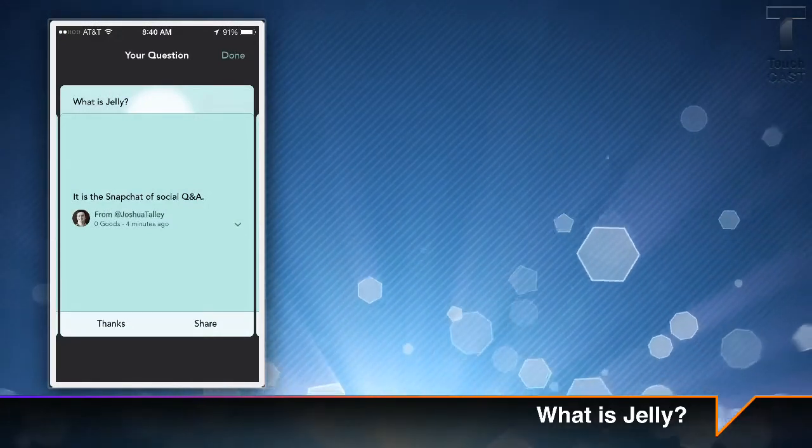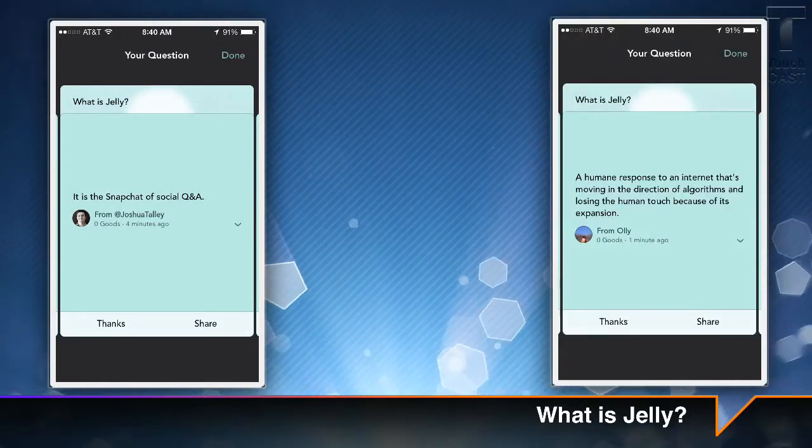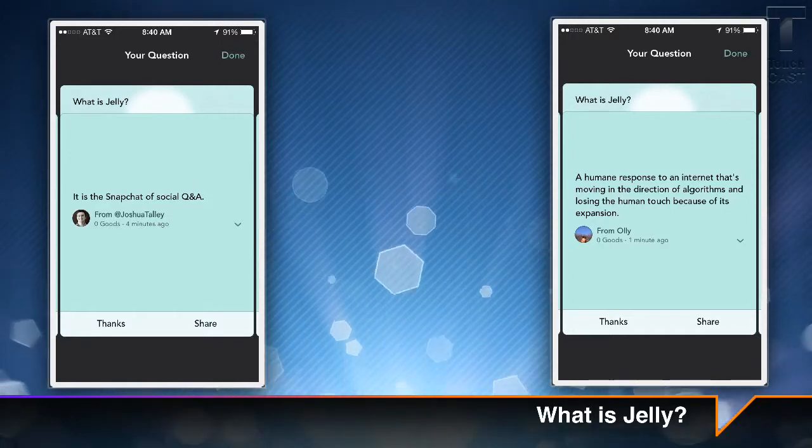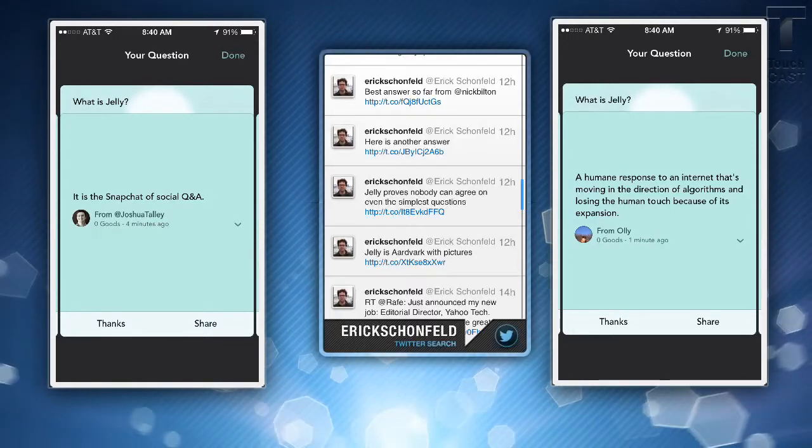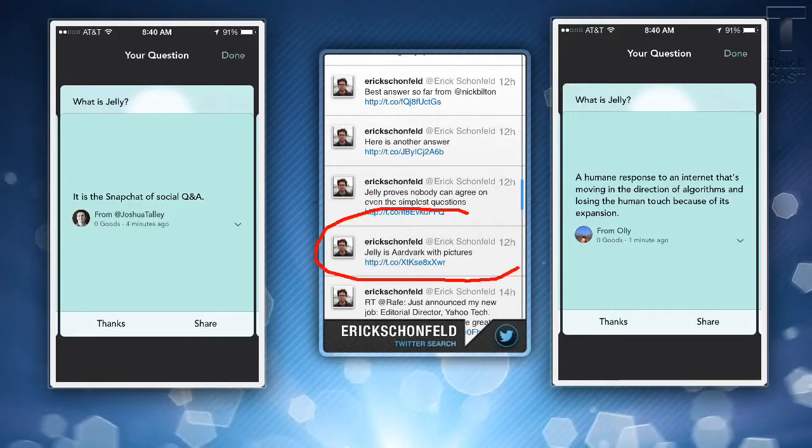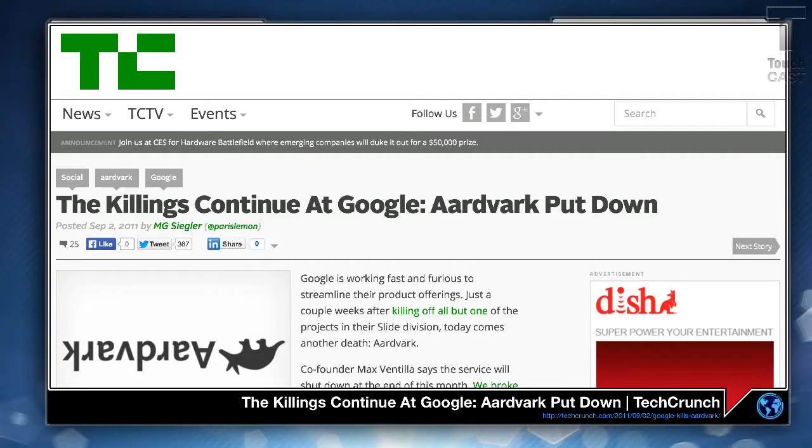It's the Snapchat of social Q&A. Somehow it's a humane response to the internet. I compared it to Aardvark with pictures. Aardvark was a social Q&A site bought by Google for $50 million and later shut down.